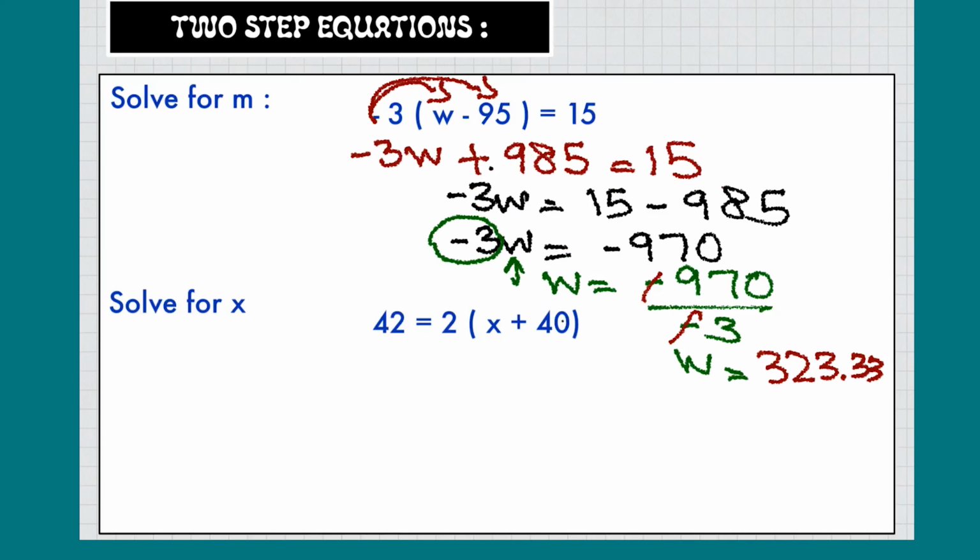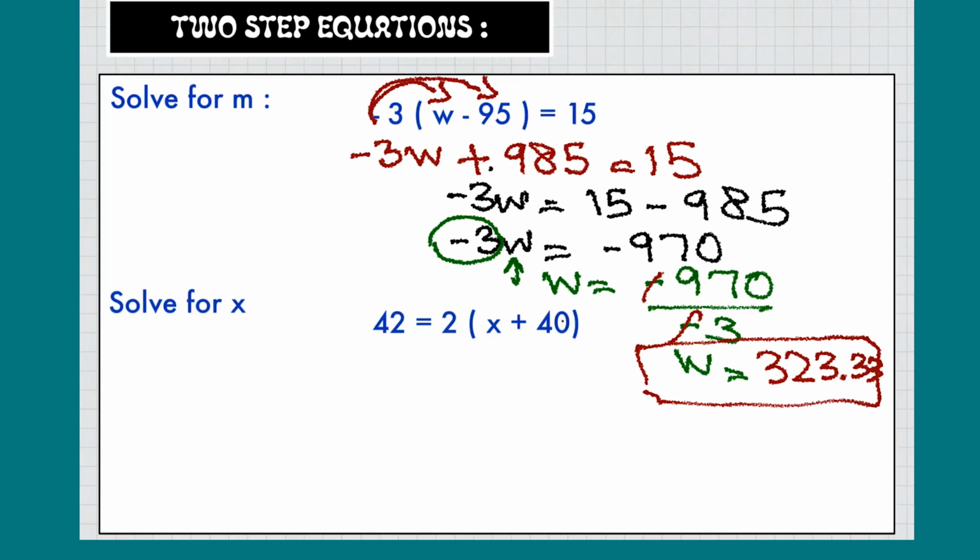So what we did in this one, first we expanded this bracket. After that we had minus 3w plus 985. So we try to get the terms on one side, and 985 I took to the other side. I had to change the sign because whenever you take anything from one side to another side, you got to change the sign.